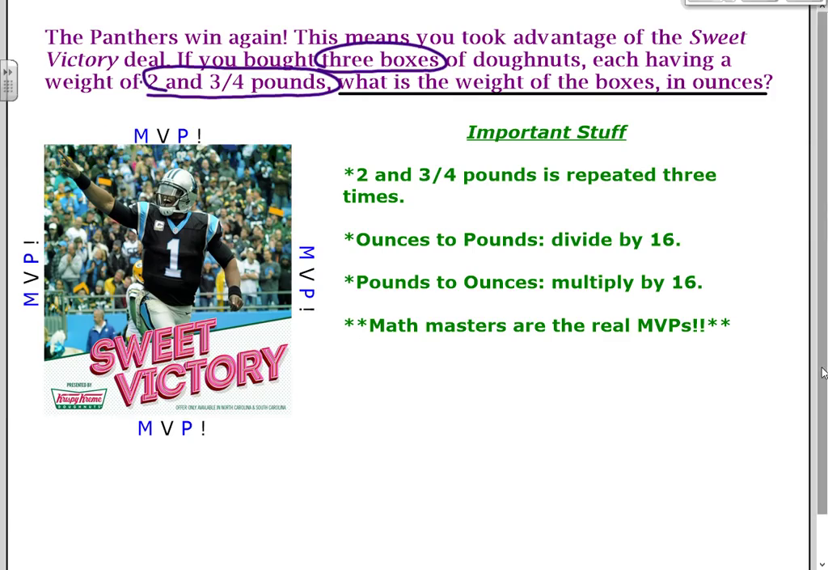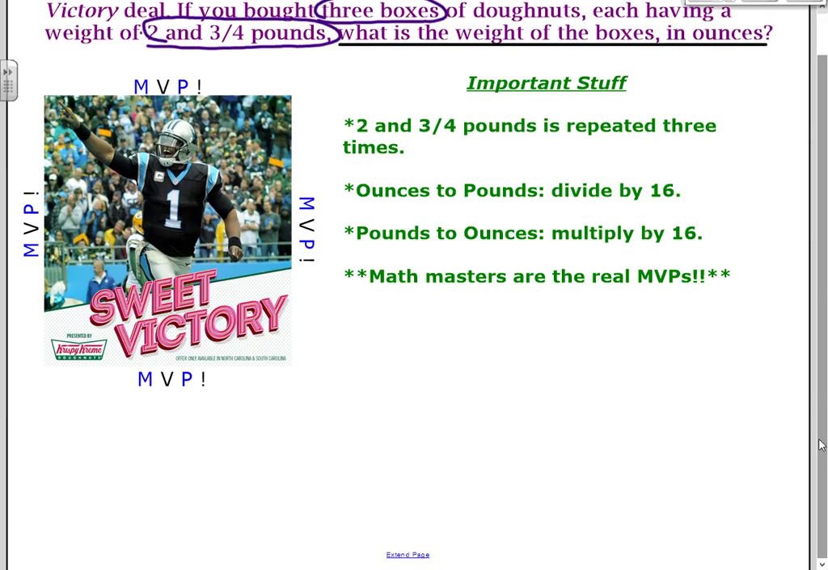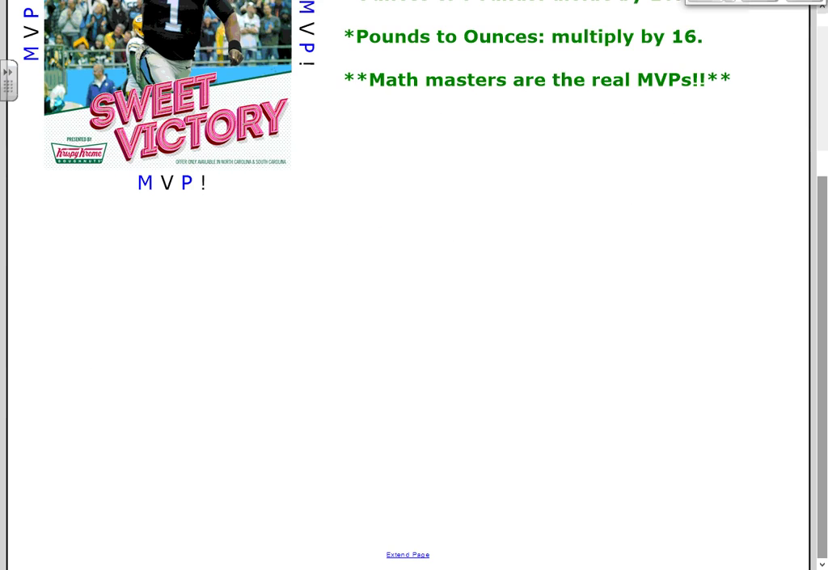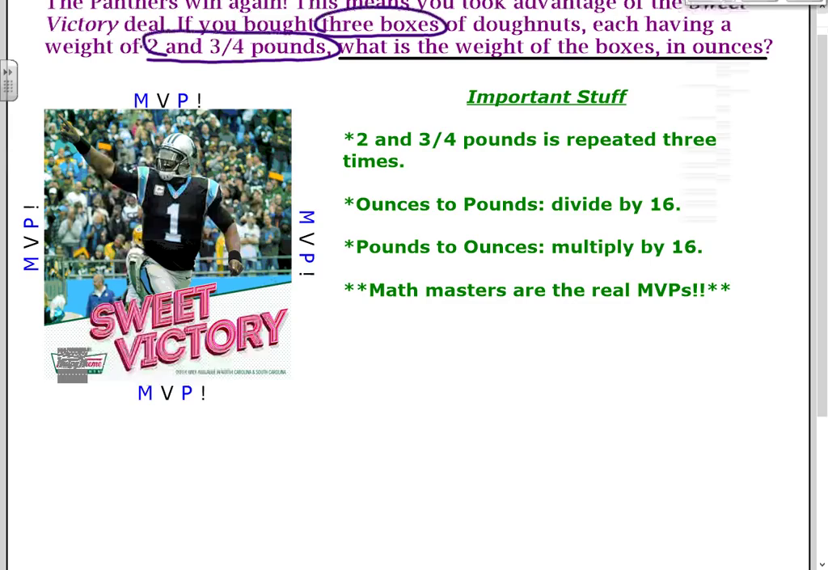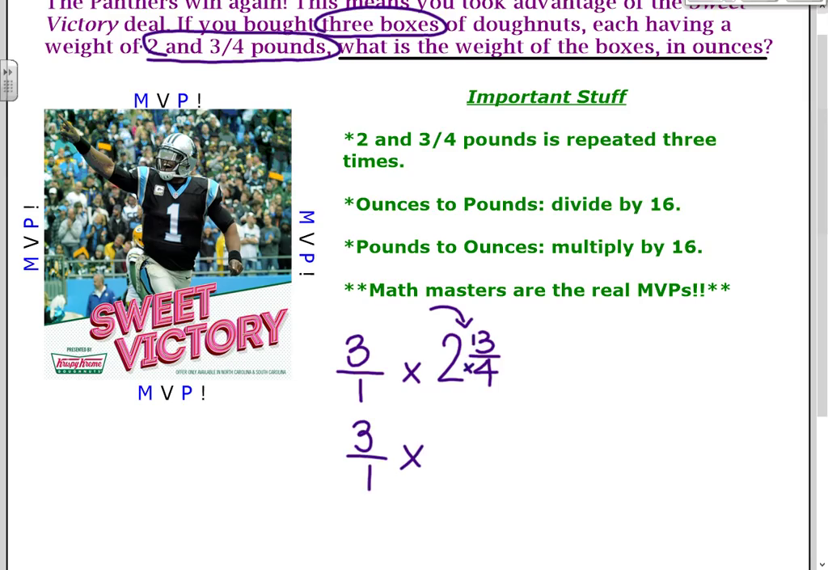All right, so now let's look at what we're going to need to do. First, before we do any converting, we have 2 3/4 pounds, and we have 3 times that. So I have 3 over 1 times 2 3/4. We need to convert the 2 3/4 to an improper fraction. So I have 3 over 1 times 8 plus 3 is 11/4. Now I can multiply across, and I have 33/4.